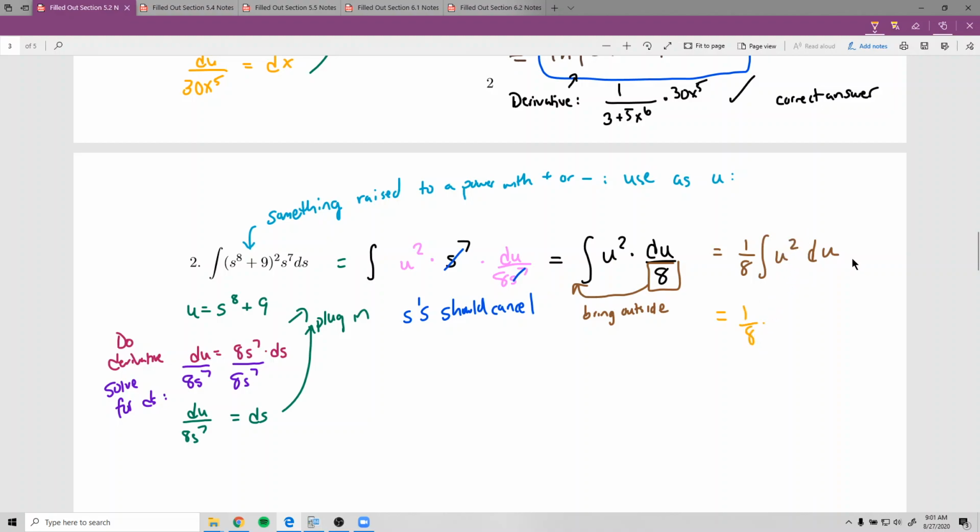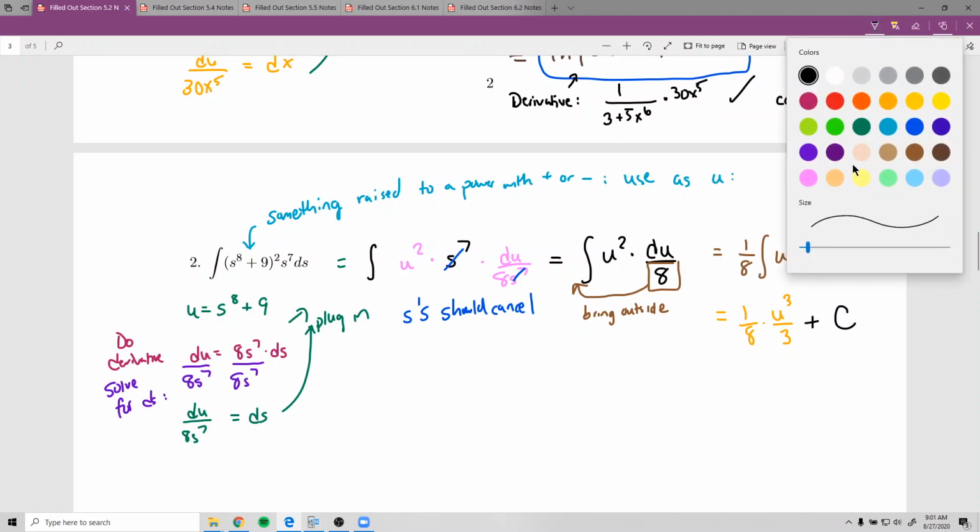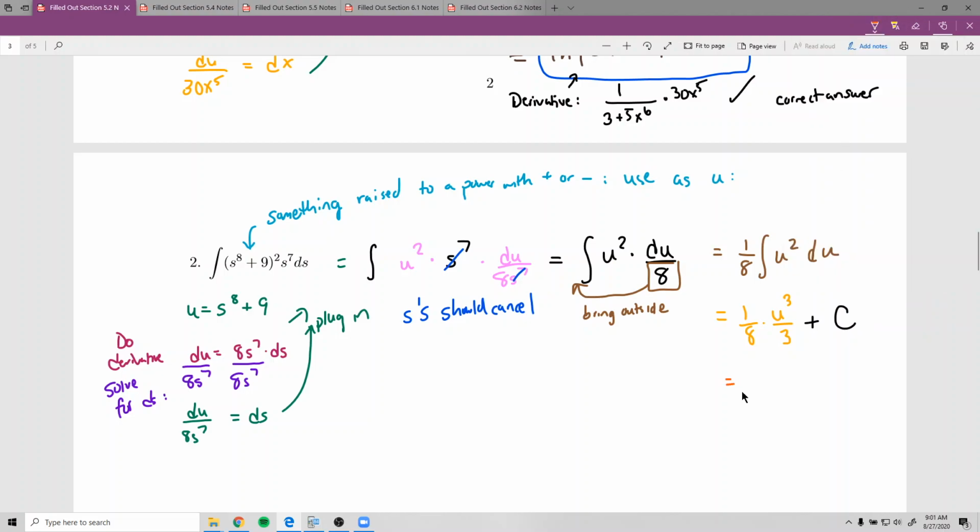And because the u's all match, everything's a u inside, we just do our normal integration. We add 1 to the power, divide by the new power, and we get our plus c every time we integrate. And then the last thing to do is plug in what u is. This is probably the easiest thing to forget when you're starting: you get here, you integrate. But because we started with s, our final answer must have s in it.